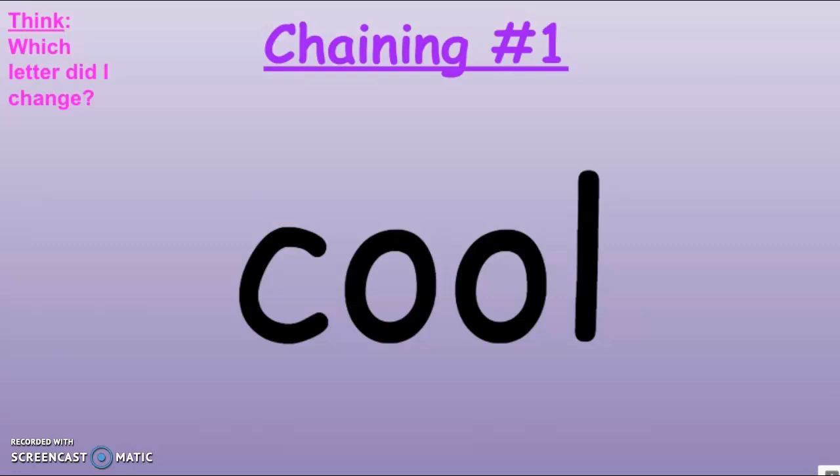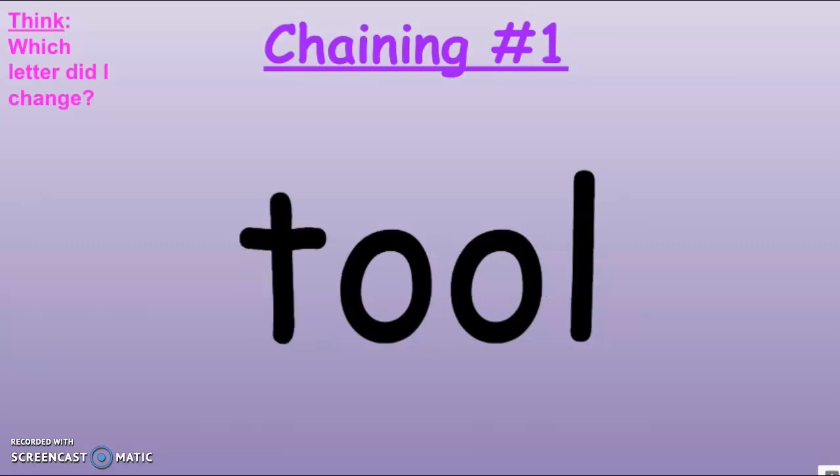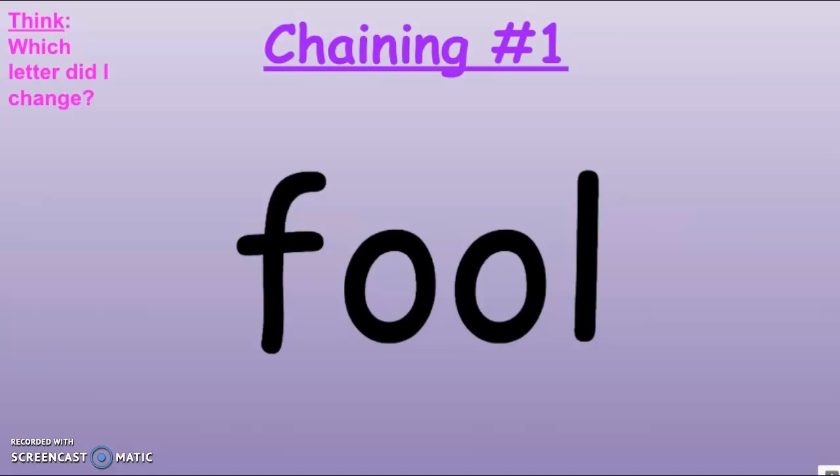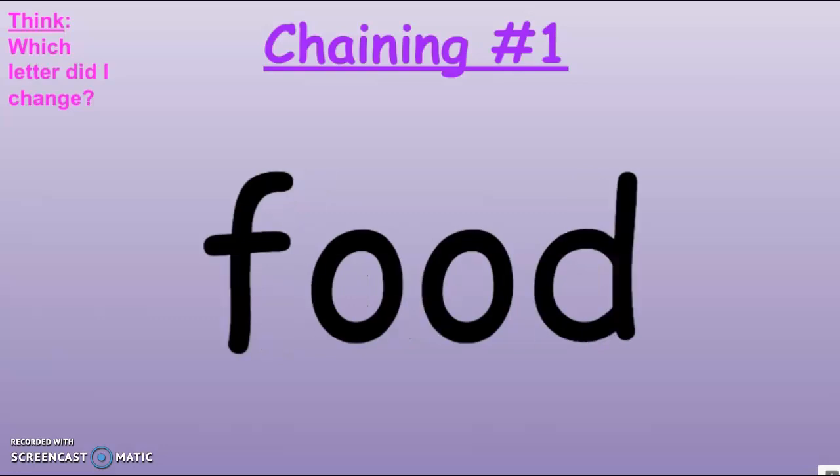The word is cool. The new word is tool. What letter did I change? The C to a T. The word is tool. I change it to fool. What letter did I change? The T to the F. From fool, we change it to food. What letter did I change? I changed the letter L to the letter D.